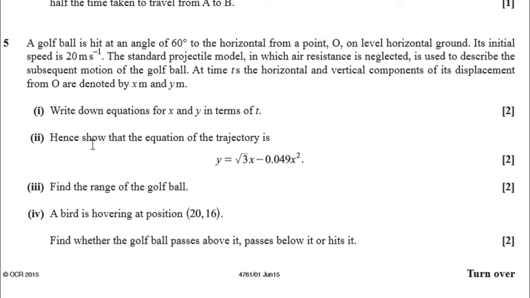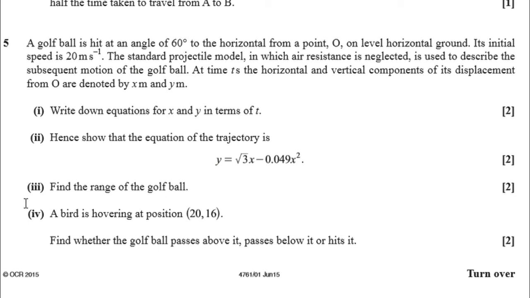Question 5. A golf ball is hit at an angle of 60 degrees to the horizontal from a point O, and initial speed is 20 meters per second. When air resistance is neglected, the motion is described as x and y meters in time t. You need to write down equations for x and y in terms of t, so those are SUVATs. Part 2, show that the equation of the trajectory is this horrible thing, which is just simultaneous equations.